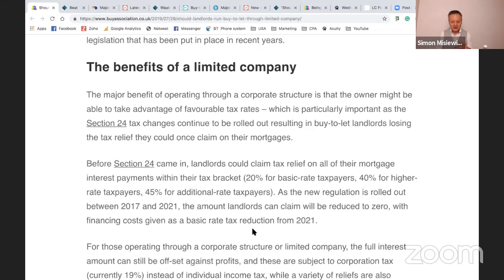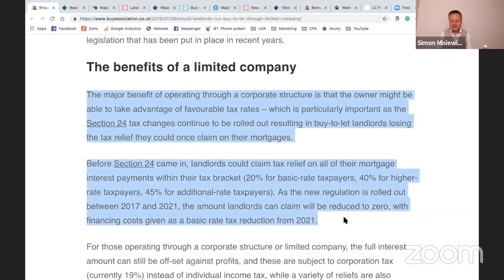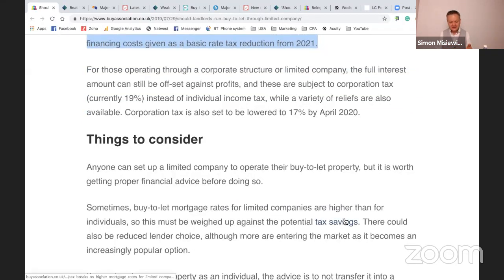The article does talk about the benefits of Section 24, which I'll keep highlighted here for you. Clearly, using a limited company does have a tax advantage. We talk about limited companies quite a lot, and we've got quite a few videos which I'll be popping up here about limited company structures, and more importantly, things that you should consider when buying a property inside a limited company. Section 24 does not affect limited company structures. The corporation tax rate is 17%. So clearly there are some advantages.